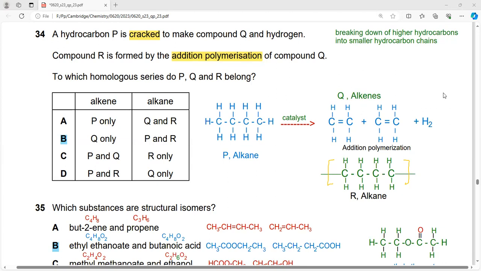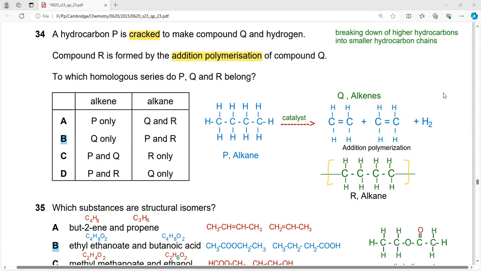So here, the first step is what? P is basically the alkane. Why? Because hydrogen is being removed, and this is a dehydrogenation process. We are removing hydrogen, and in this way that will produce a double bond between two carbons, and that will produce alkene. Hydrogen can only be removed from an alkane. So there is a larger chain, and we are breaking it down into two smaller chains by removing hydrogen gas, and in this way that's producing two ethene.